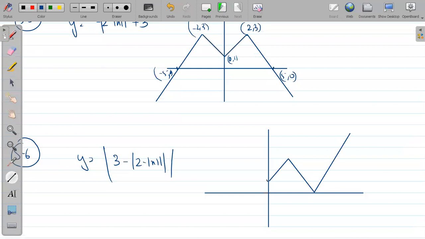This you are getting ultimately. This is the final graph, right? 0, 1, 2, 3, minus 2, 3, 5, 0, minus 5, 0.